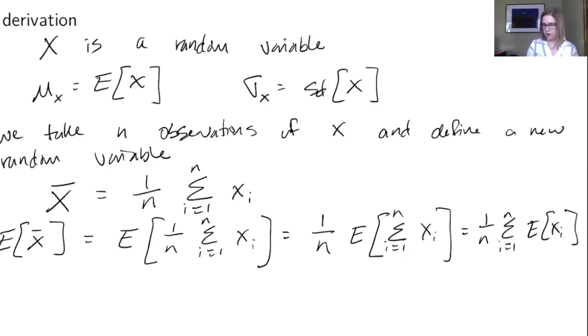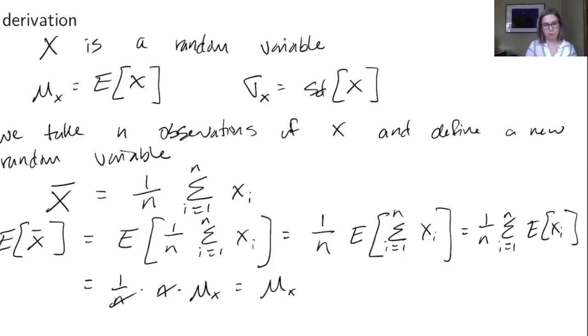And then I know that the expected value of x is the mu of x. So now I'm going to have n times that expected value. So I can write this as 1 over n times n times mu of x. And my n's are going to cancel. And my expected value of x bar is just going to be that mu of x, the expected value of x. So that hopefully makes some sense.